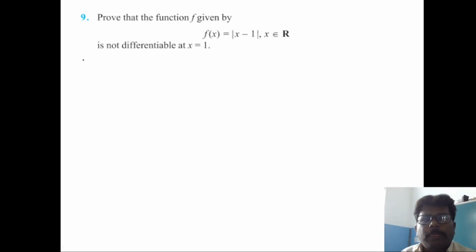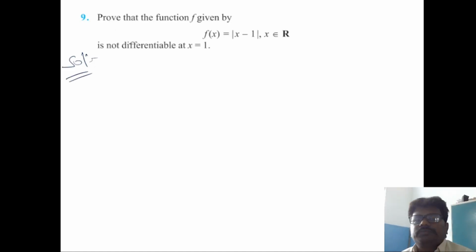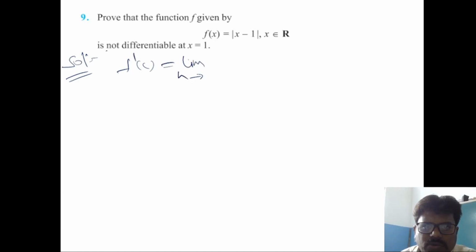Next, 9. Prove that the function f given by f of x is equals to modulus of x minus 1, where x is real number, is not differentiable at x is equals to 1. Okay, so to prove this we have to use the first principle of the derivative. So here we have the formula. Here I am giving the formula. F dash of c is equals to limit h tends to 0 f of c plus h minus f of c divided by h.